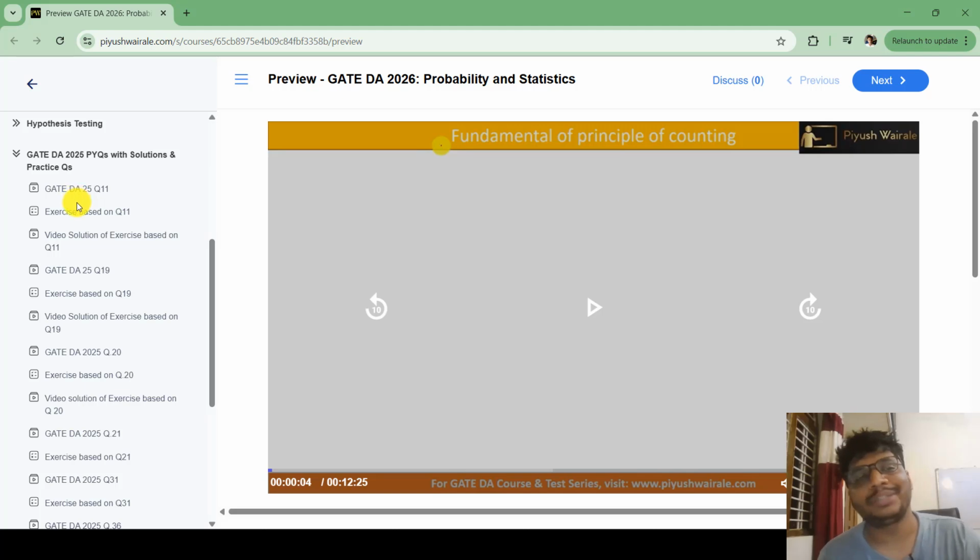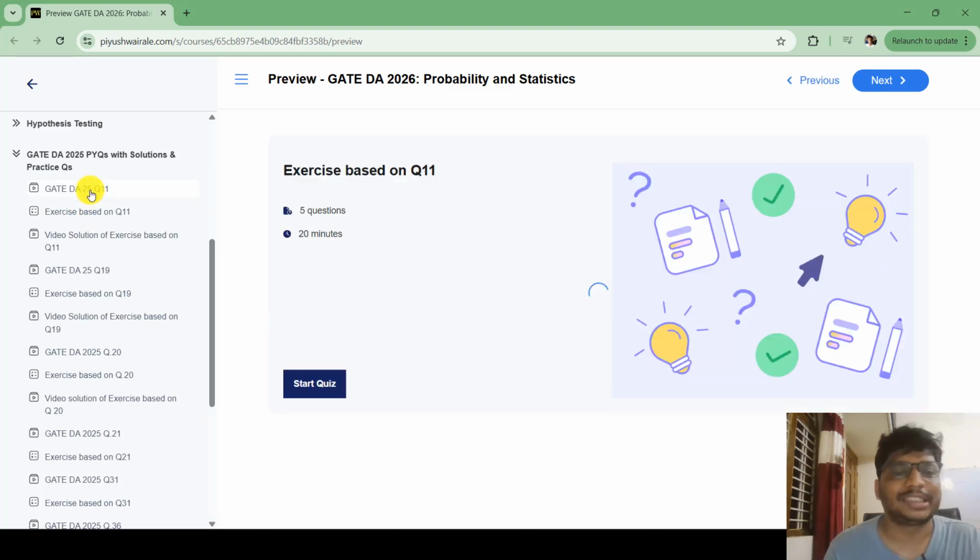Then there are 5 questions based on that particular question. Like what we have discussed just now, I am going to add 5 similar type of questions for your practice, and their video solutions you can see here. So for each previous year GATE question, along with that, 5 similar type of questions based on it have been added as a part of the exercise. You can see here, this question was a simple one.